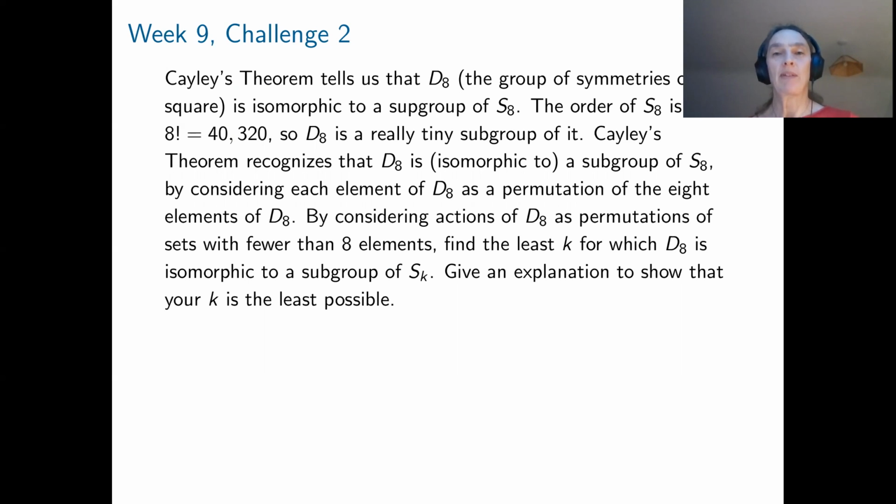So the question is: is S8 the smallest symmetric group that has D8 living inside it as a subgroup? Are there smaller ones? What's the least K for which the dihedral group of order 8, the symmetry group of the square, could be understood as a subgroup of the symmetric group on K objects? A really good answer to this challenge would identify this value of K, and also explain why no lesser value of K could be the answer. But think of D8 acting on the vertices or edges of the square would be my advice.